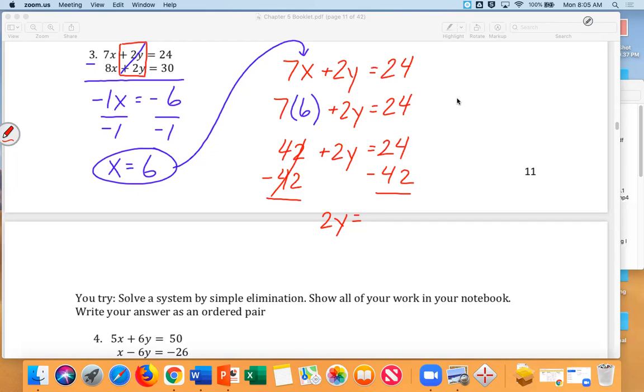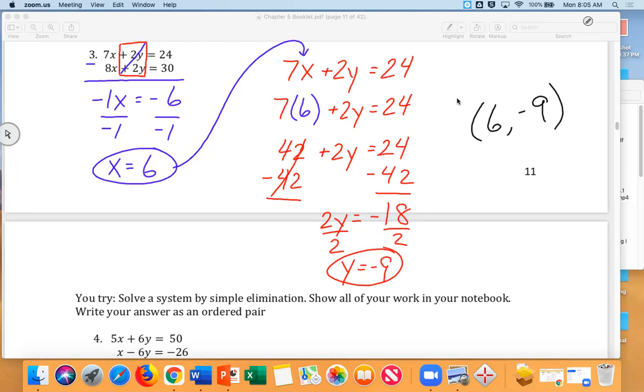All right, so this is -18, divide by 2, y equals -9. My answer, 6, -9. Oof. Any questions? How do you guys feel about this? Pretty straightforward, right? Do you guys like this method? I like this method. All right.